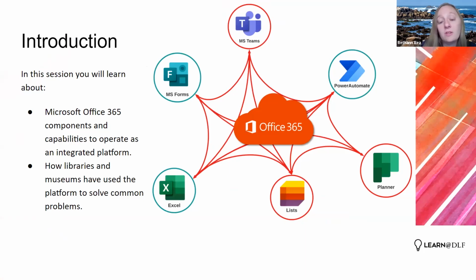Office 365 has proven to be a one-stop shop for cultural heritage and academic institutions. You purchase once and you get multiple capabilities. Today, we plan to highlight a selection of tools from Microsoft Office 365. Those are Teams, Planner, Forms, Lists, and Power Automate.